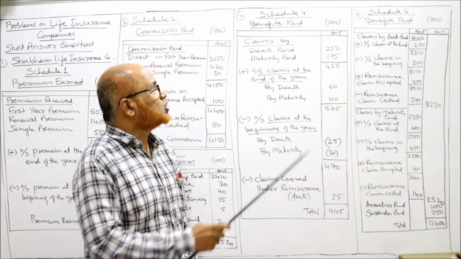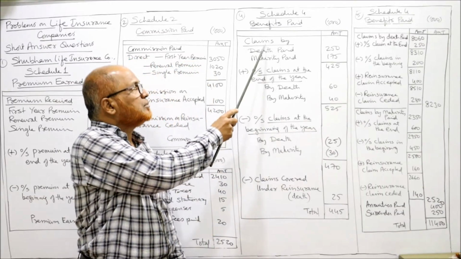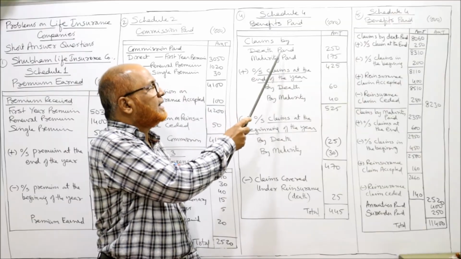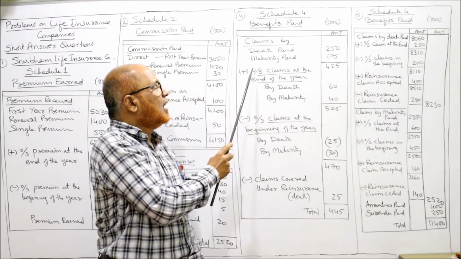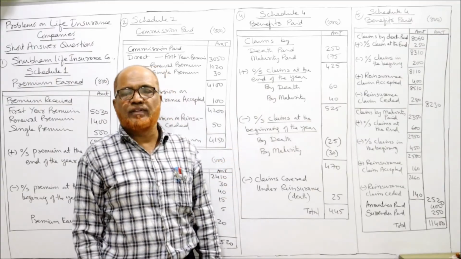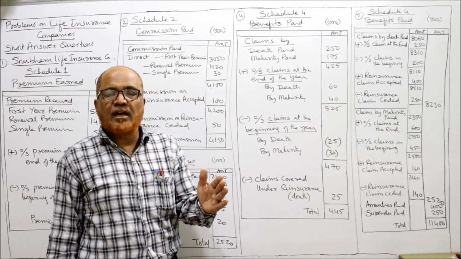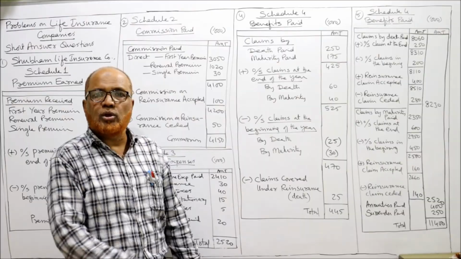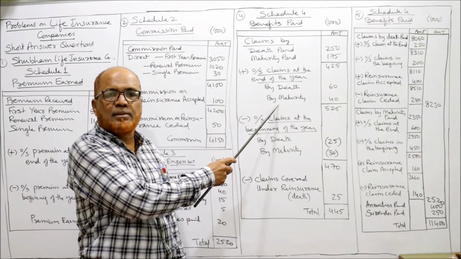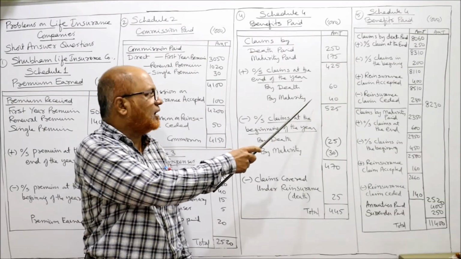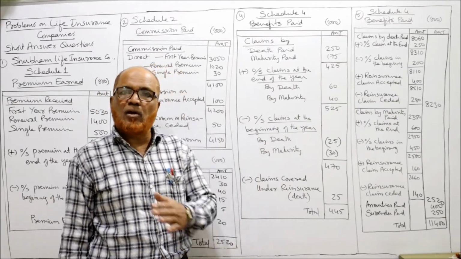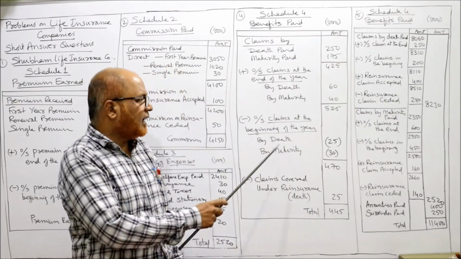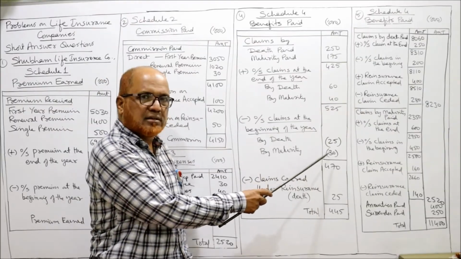So the solution will be claims paid, claims by death paid, claims by maturity paid. ये दोनों claims पे कर दिए. Outstanding claim at the end of the year. तो at the end of the year outstanding claim will be added. तो both the claims by death, claims by maturity, both the claims we have added. Now outstanding claim at the beginning of the year को subtract करेंगे. तो by death, by maturity subtracted.